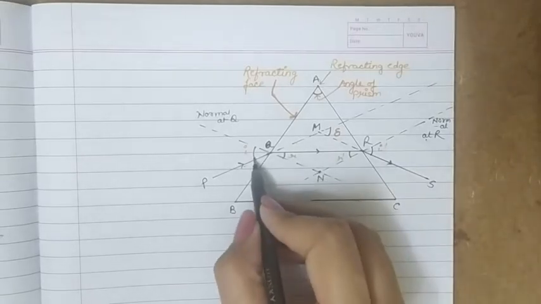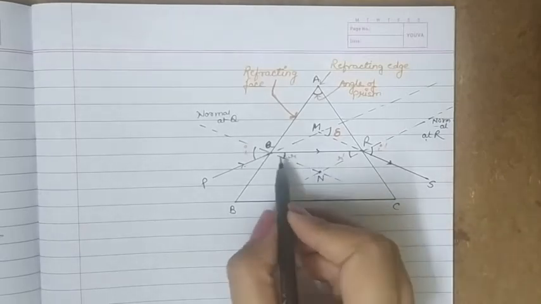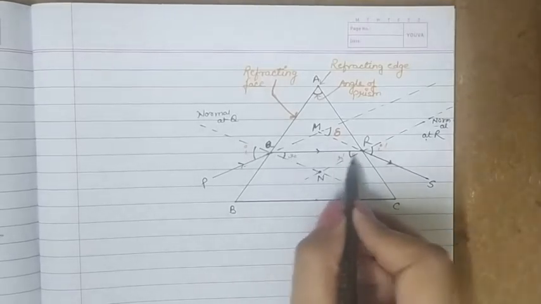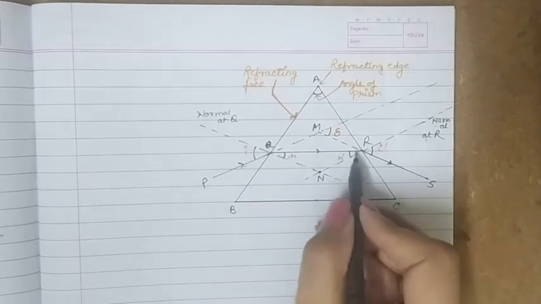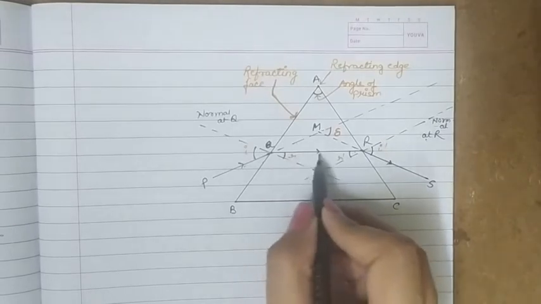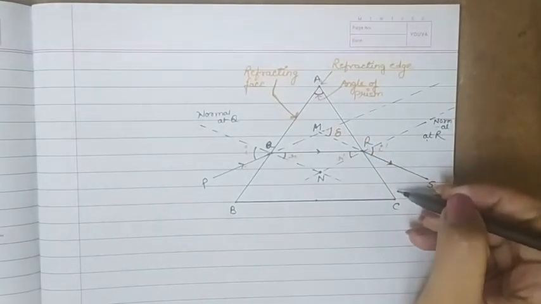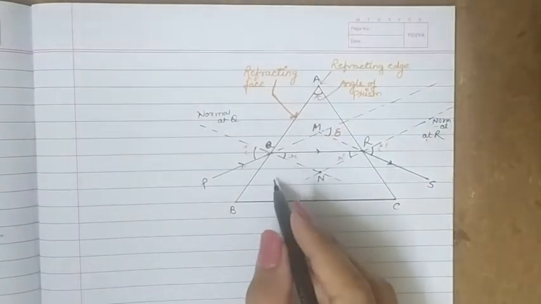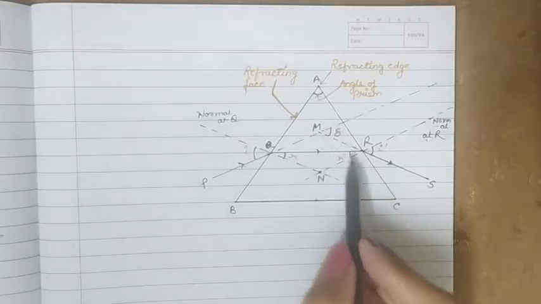That means angle I is greater than angle R in this case, and we get the ray QR. PQ after deviation gives us the ray QR, and this ray QR again hits the surface AC and undergoes refraction once again. So the ray QR suffers another refraction at the face AC.